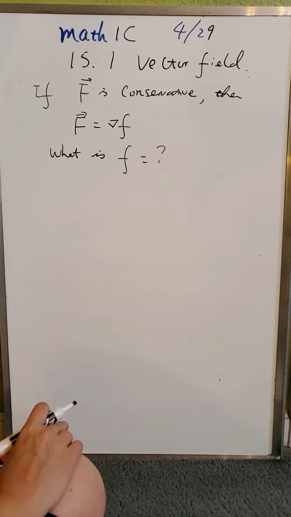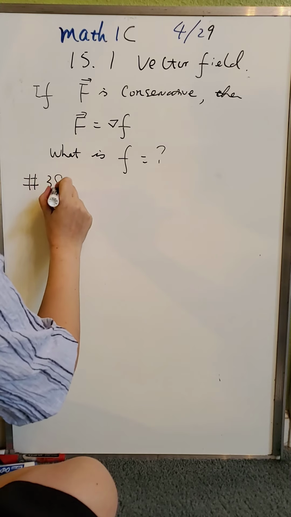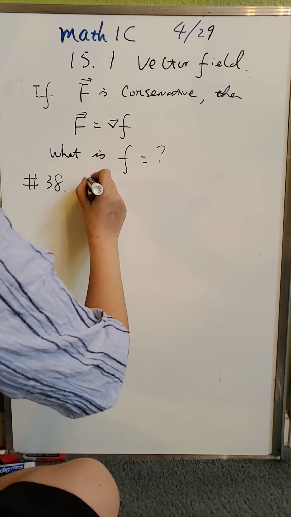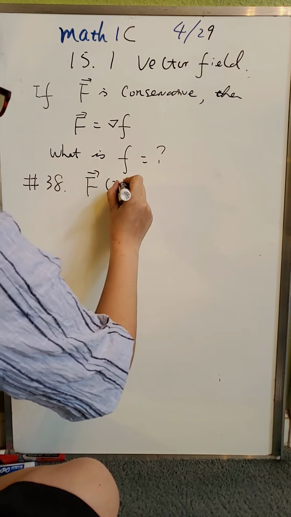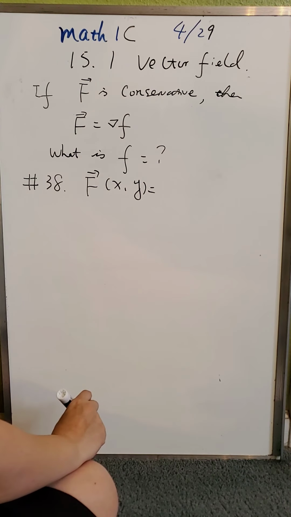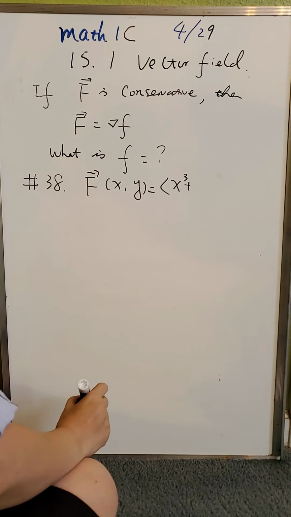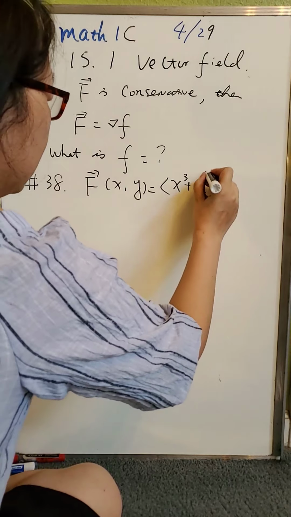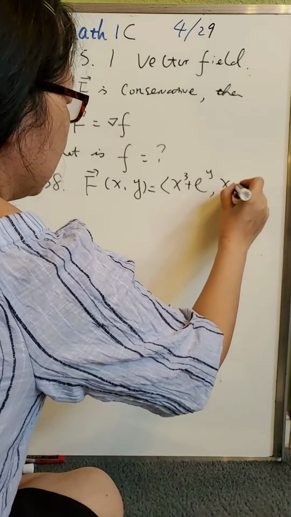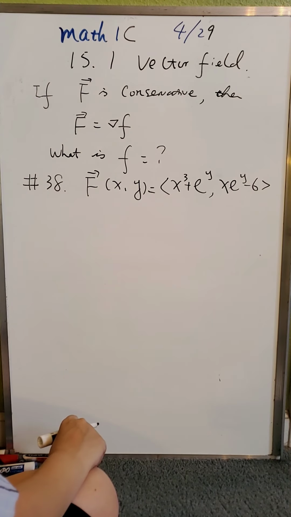So here's point number 38, and they tell us there's a vector field equal to x cubed plus e to the y, x e to the y minus 6. They ask you to find the potential function.